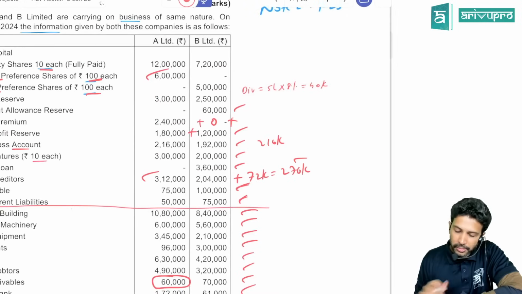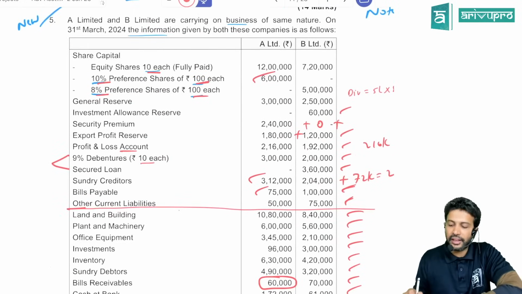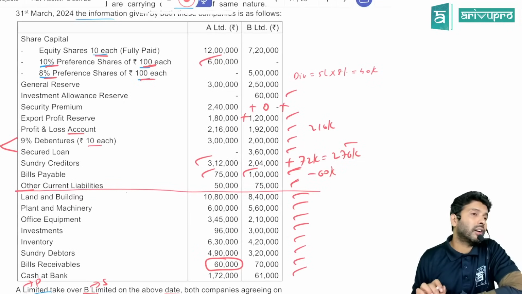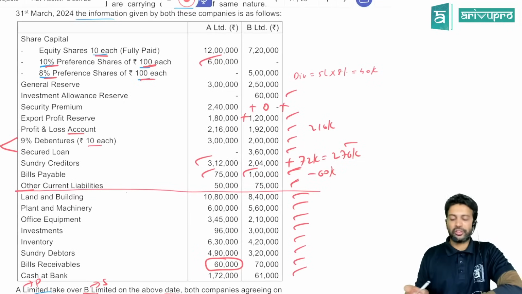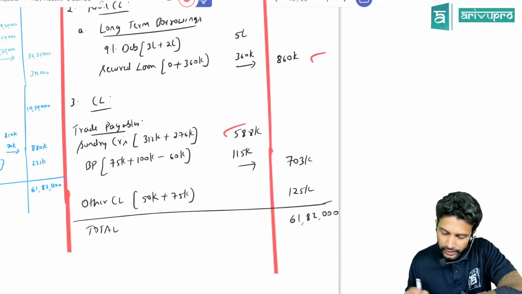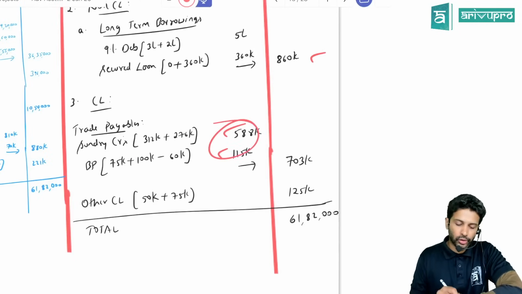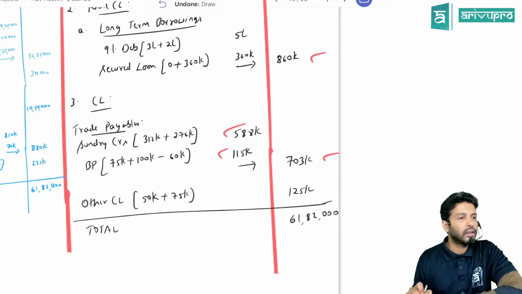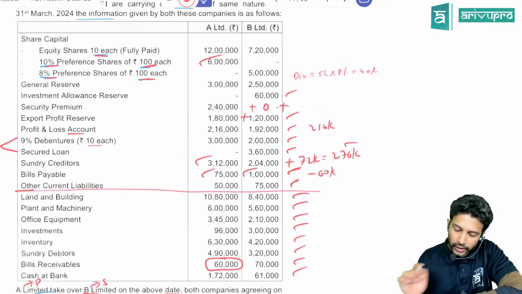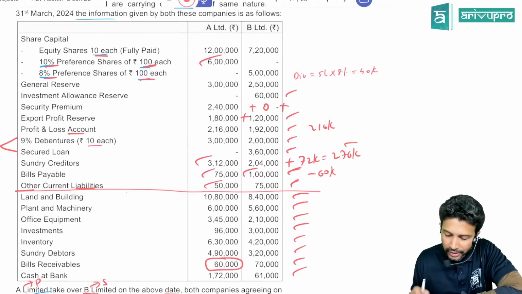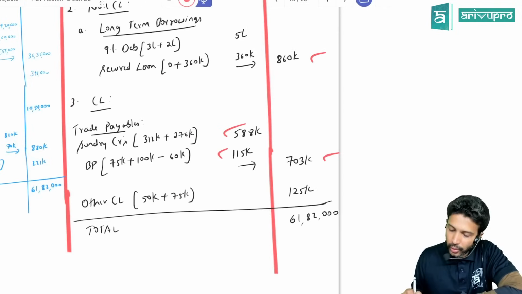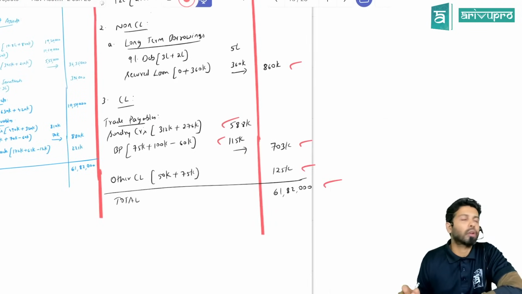Next is bills payable. For A it is 75, for B it is 1 lakh. That's all, or minus 60? Minus 60. Why is that? Mutual owings. So 75 plus 1 lakh minus 60 you'll get 115. So adding these two, you'll get total trade payable to be 7 lakh 3,000. Correct now? Yes, sir. Any other liability? Yeah, we have some other current liability. 50 plus 75. How much is that? 1,25,000. There comes your total equity and liability side.